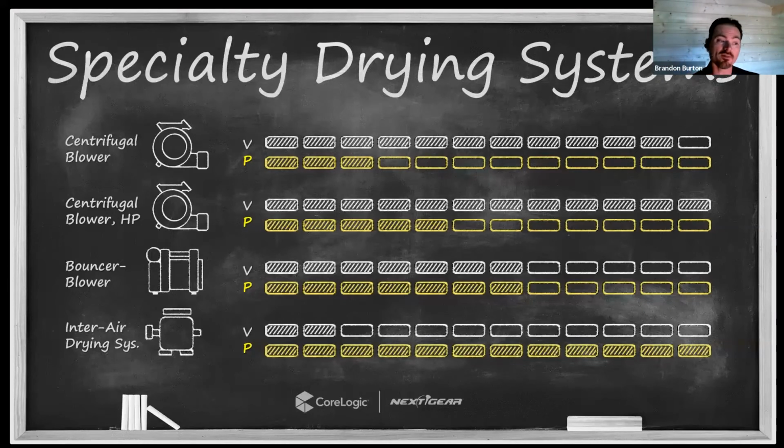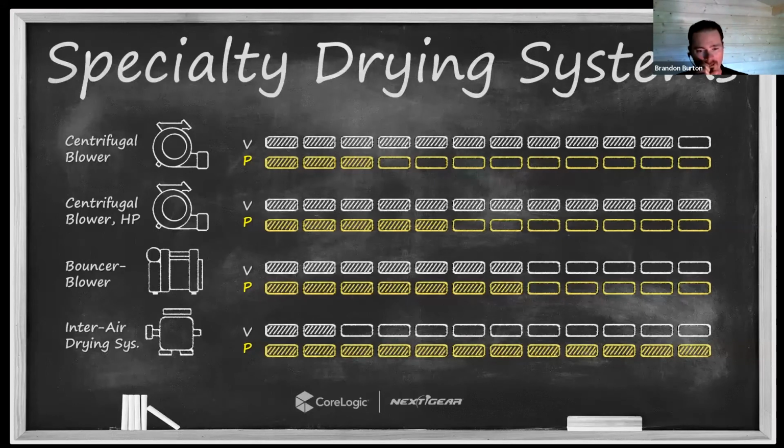But that doesn't really matter with a true inter-air drying system as long as I'm using it in the right places. Because a true inter-air drying system isn't made for drying cavities that are open and loose, where I need a lot of volume, right? Not large, open, loose cavities.